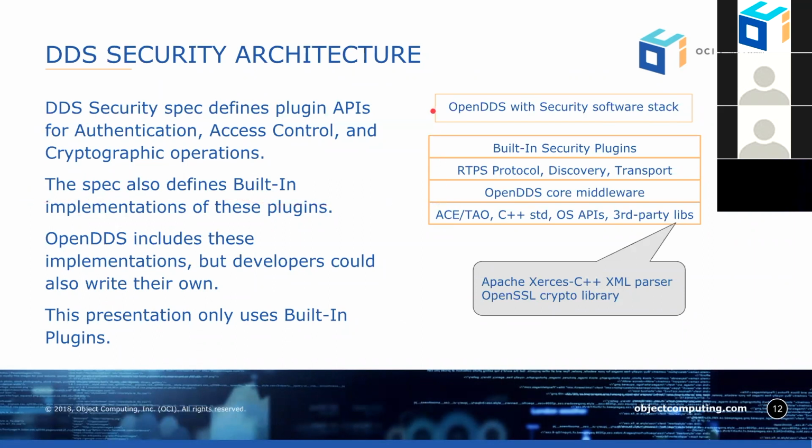So as you'll see on this slide, when you download and build OpenDDS with security, you'll have these various components. At the bottom of the stack are all the libraries that we depend on, then the OpenDDS core, followed by the RTPS support that's been in OpenDDS for years, and now the new security support sitting on top of that. In this presentation, we will assume that the built-in plugins are the ones being used. That's what's most commonly done with DDS security, but developers could also write their own plugins.